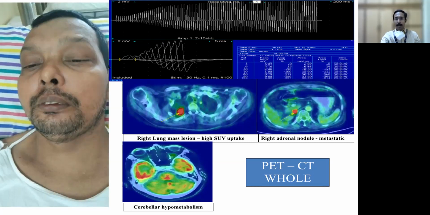As you can see, we normally do 3 Hz low frequency RNS for patients with myasthenia gravis. Here, because it's a presynaptic problem, high frequency repetitive nerve stimulation is used. So instead of the decrement, we get an increment in their CMAP. And he was diagnosed to have a presynaptic neuromuscular dysfunction. Subsequent PET showed a mass lesion in the lung and adrenal mets. Because of the cerebellar ataxia, he also had cerebellar hypometabolism. Biopsy of the lesion showed small cell lung carcinoma.